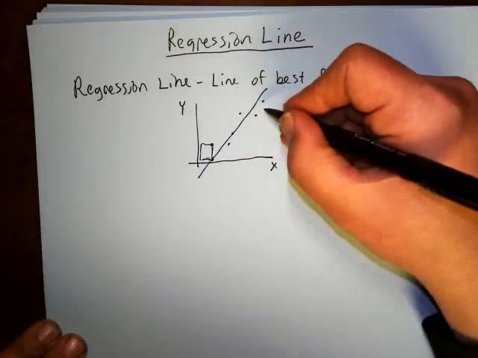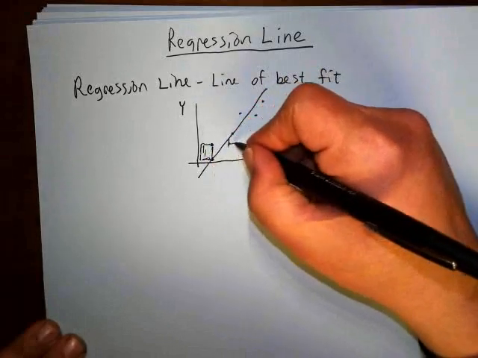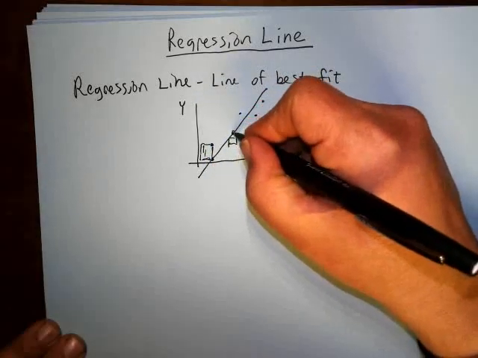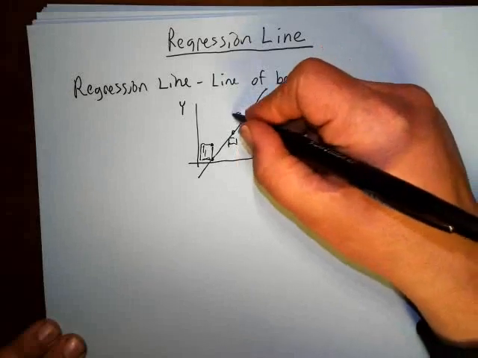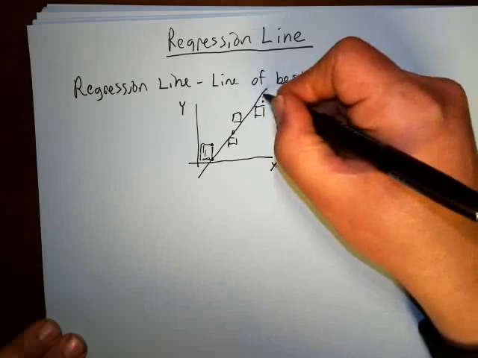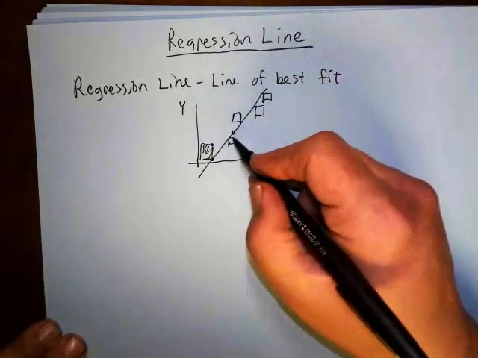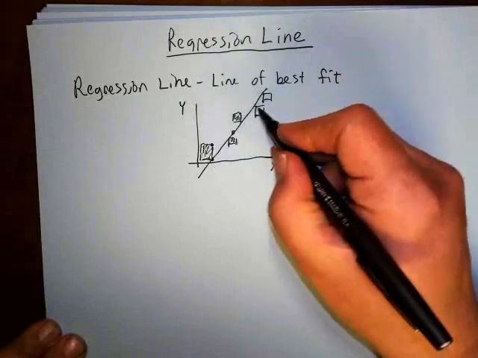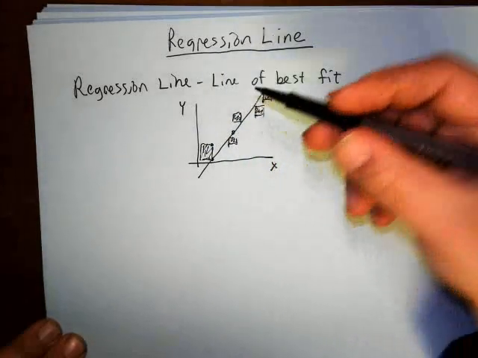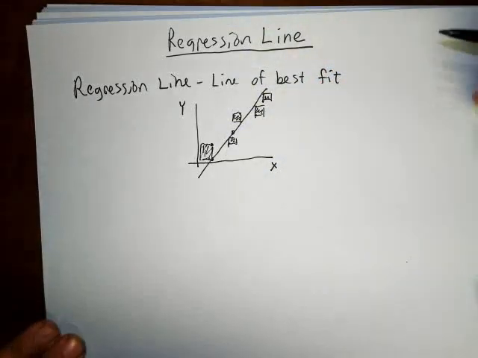because some of them will be positive, some of them will be negative. So you would have all these squares, and it looks like this one would have a very little square. So there would be all these squares, and the regression line, the line of best fit, would be the one that minimizes the area of all those squares.